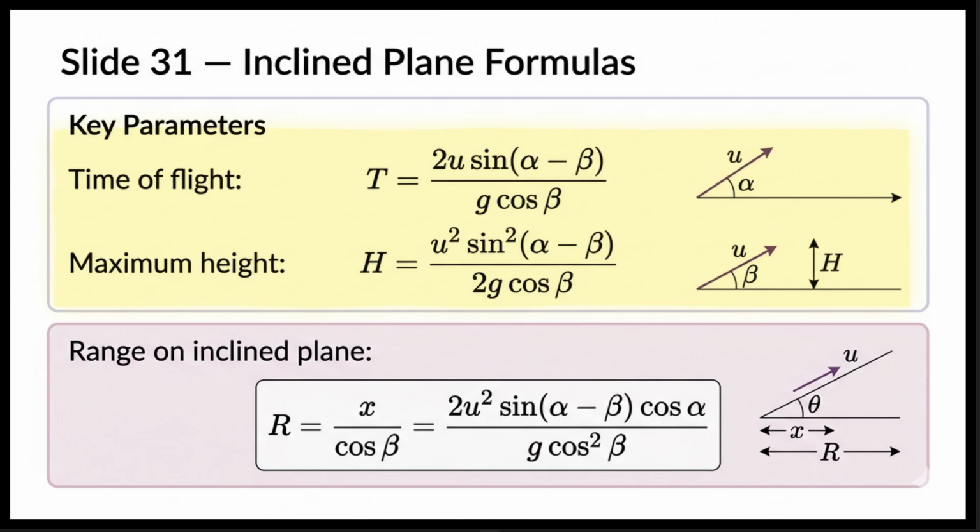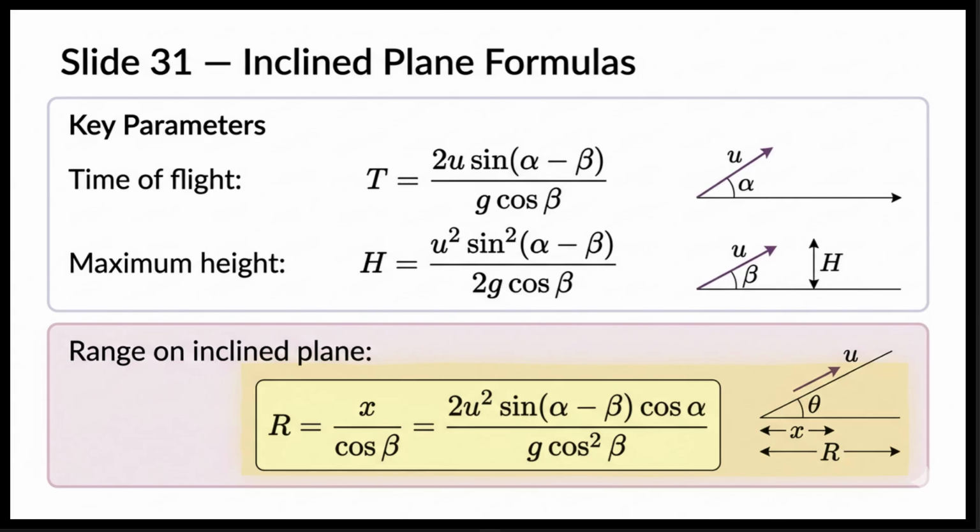Time of flight is t equals 2 u sine alpha minus beta divided by g cosine beta. Maximum height above the inclined surface is h equals u squared sine squared alpha minus beta divided by 2g cosine beta. Range along the incline is r equals 2u squared times sine alpha minus beta times cosine alpha, all divided by g cosine squared beta. Every formula mirrors the flat ground structure, with the incline angle woven into both numerator and denominator.